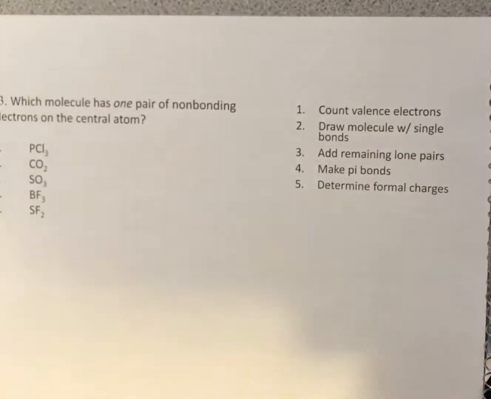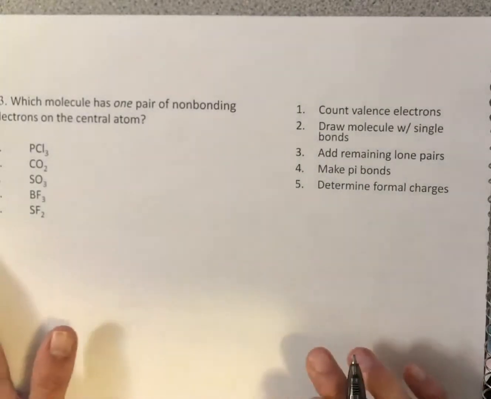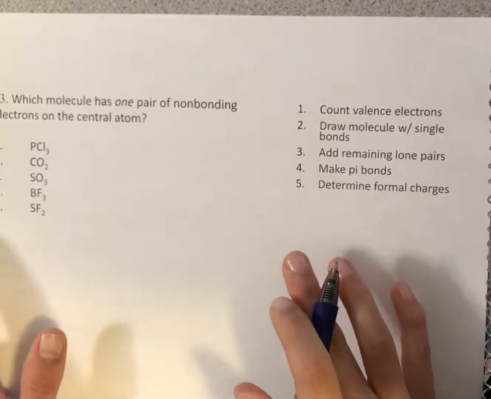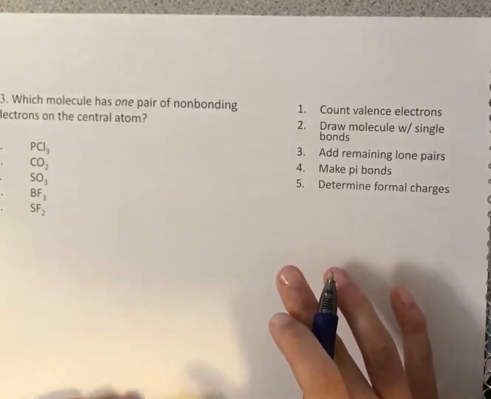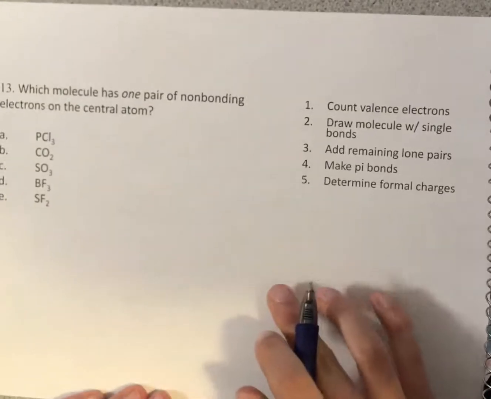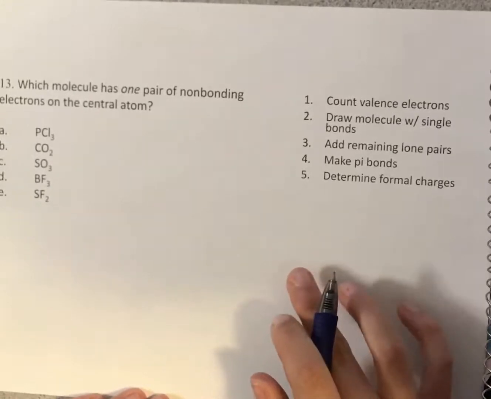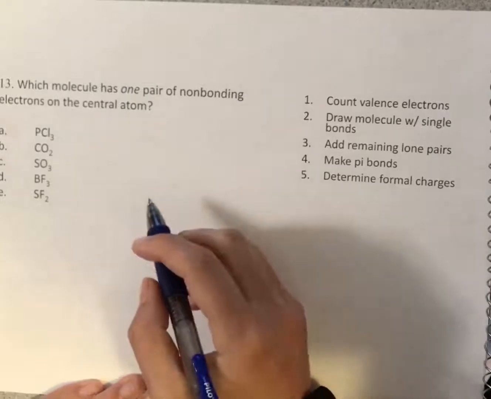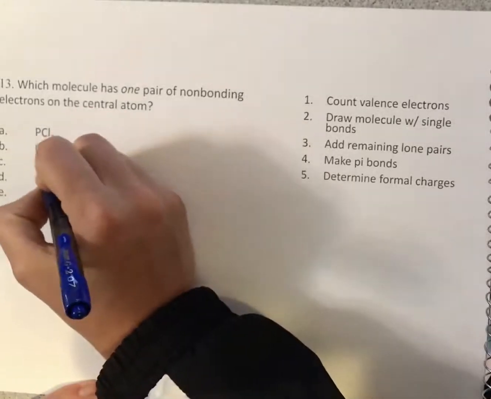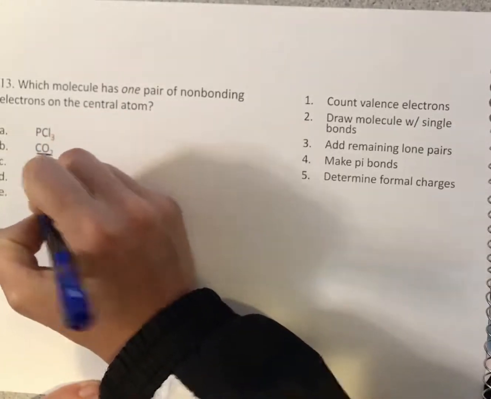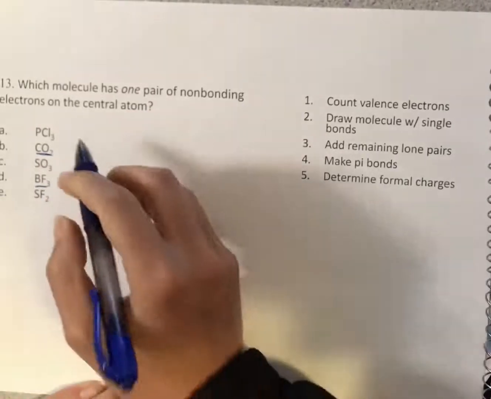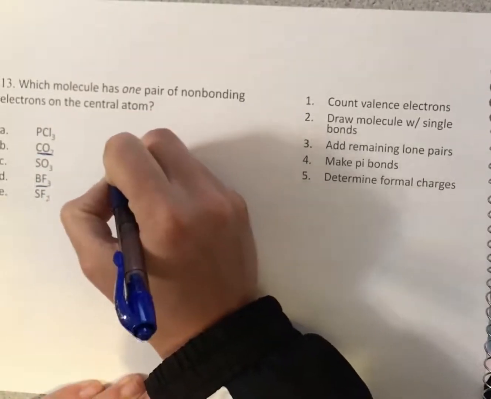All right, number 13. This asks which molecule has 1 pair of non-bonding electrons on the central atom. So the easiest way to do this is just to draw all of these out. Fortunately, we already saw some of these. We already saw CO2 from the first problem.